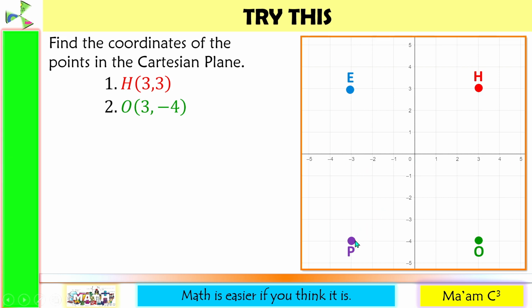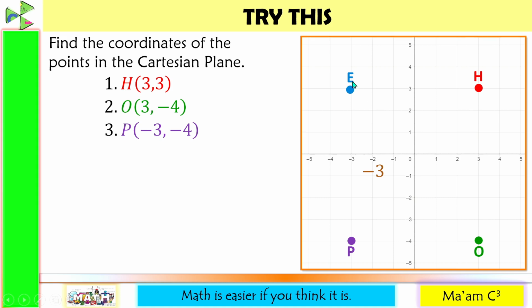Next, let's have this point P. Let's start at the origin. To go to this point, we have to move to the left first. That would be 1, 2, 3. 3 units going to the left. That is negative 3. So you're here, and then you go down, and that would be 1, 2, 3, another 4 units, but going down, so negative 4. So point P has coordinates negative 3, negative 4.